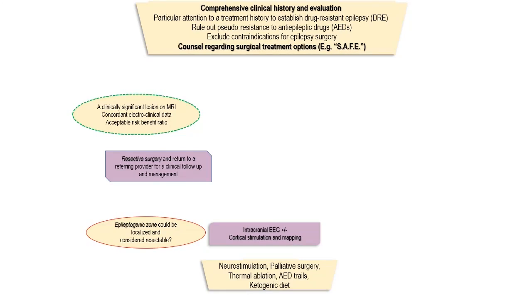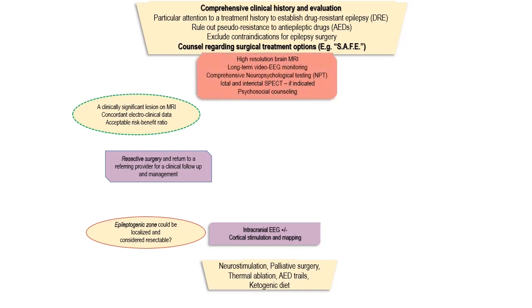Here we have included a comprehensive algorithm for the pre-surgical evaluation of patients with drug-resistant epilepsy. If you have a clinically significant lesion on the MRI, concordant electroclinical data, and an acceptable risk-benefit ratio, you could go on to resective surgery. If not, the patient usually undergoes what's universally accepted as a phase 1 evaluation, detailed here at the top. These include non-invasive investigations.